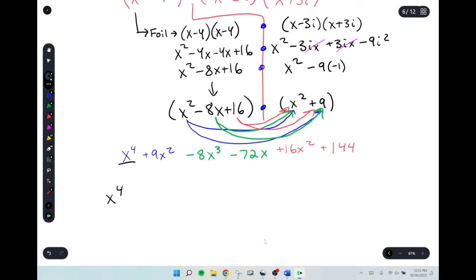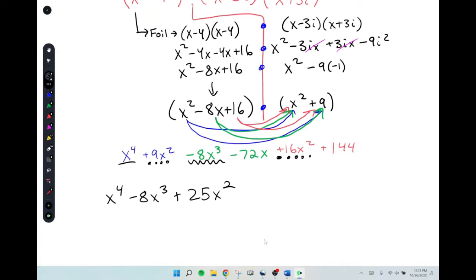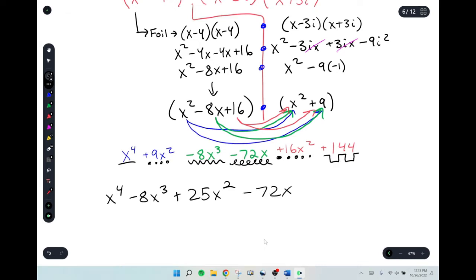The x to the 4th is alone. The x cubed is alone. The x squareds combine. 9 and 16 turn into positive 25. I'm running out of shapes. The 72x is alone. And the 144 is alone.